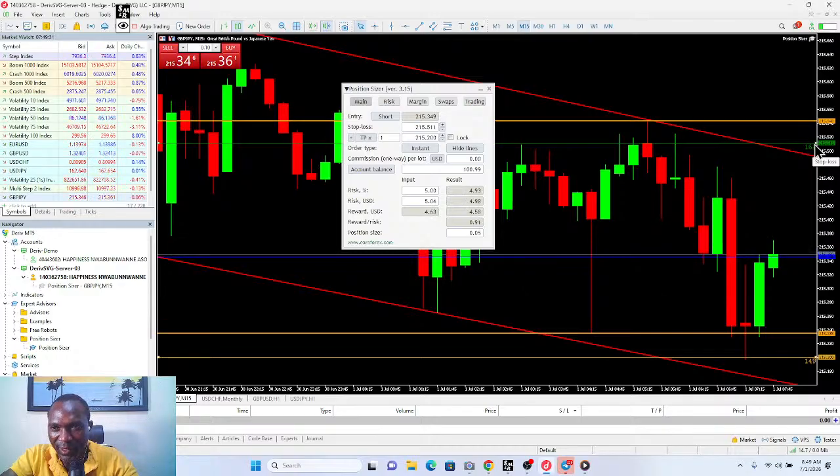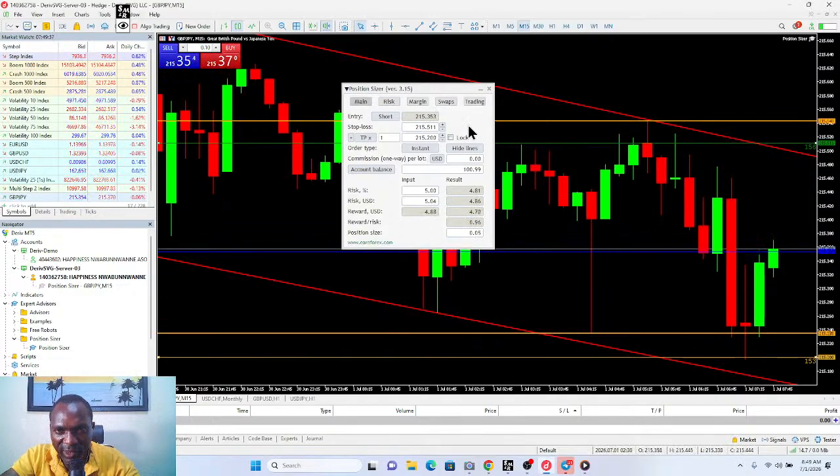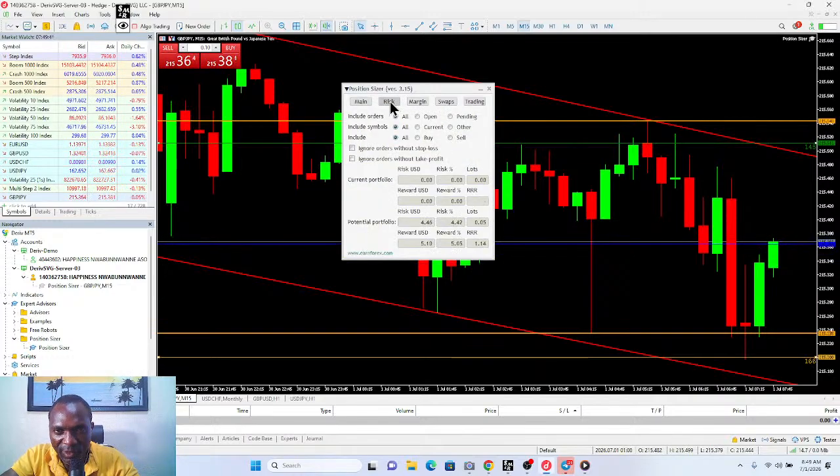Okay, what I'm going to do. I'm seeing that the stop loss is adjusting. Let me see the risk management, current portfolio, potential portfolio.